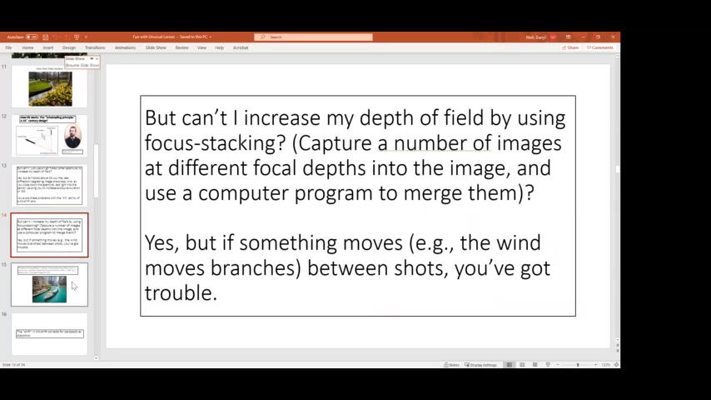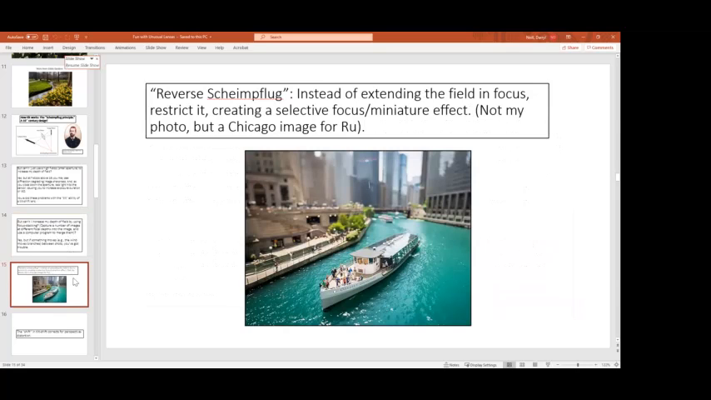This is reverse Scheimpflug. This is a picture, I didn't do it, of the Chicago River. It's green looking, so I don't know, maybe it's St. Patrick's. And there's the boat. Now you see the boat, and all these people look like they're miniatures. You're familiar with this. You can do this with things like iPhones. They do it with software.